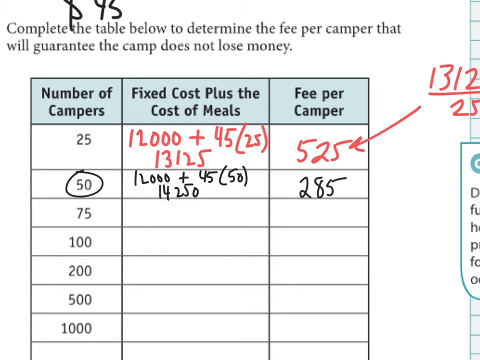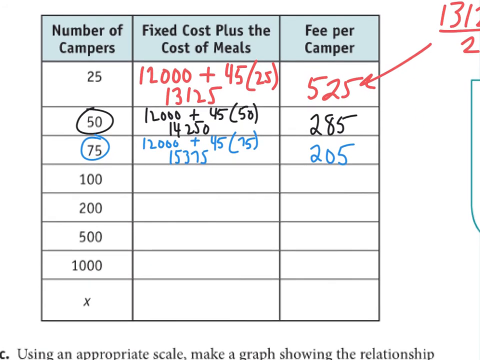Okay, let's do one more. 75 people. The cost would be the 12,000 fixed cost. That's always there. It's 45 for the meals times 75 people. If I do 12,000 plus 45 times 75, that gives me a total cost of $15,375. Now if I divide that by the 75 people to get an average cost per person, it's down to $205 each.